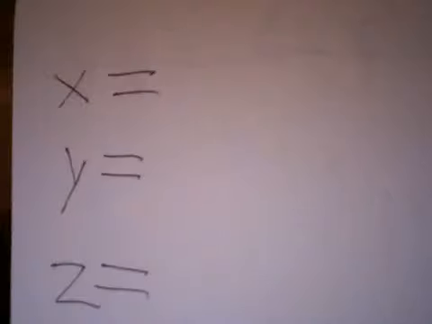x, y, and z are all outputs. They're dependent variables, all three of them. So you can see right here, they're all going to equal something.